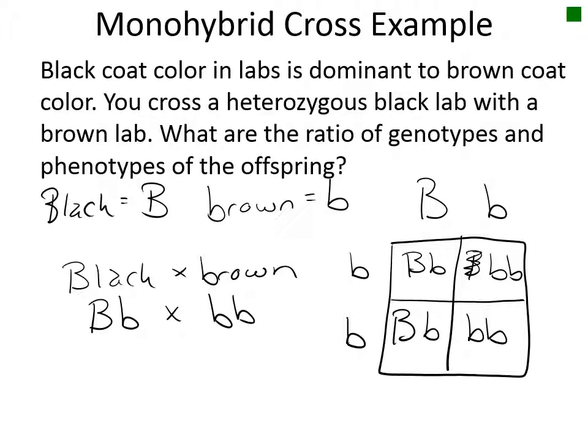Looking at the square, our ratio of genotypes was 2 heterozygous to 2 homozygous recessive. Note that this can be reduced down to a 1-to-1 ratio, so either would be correct. The phenotypic ratio is also 2 to 2, with 2 heterozygotes being black to the 2 homozygous recessive brown dogs.